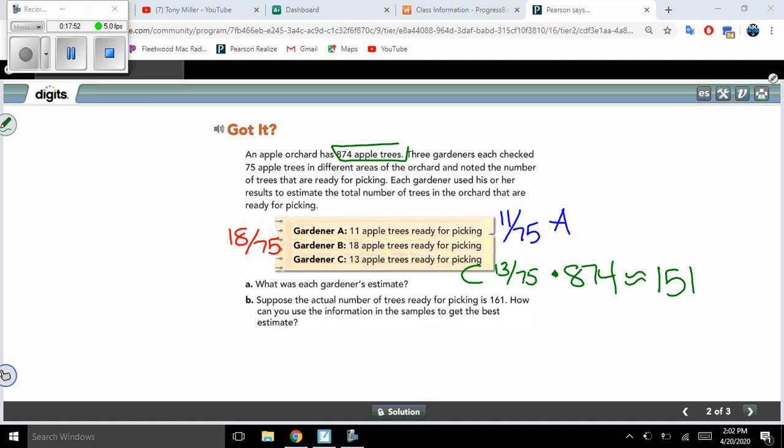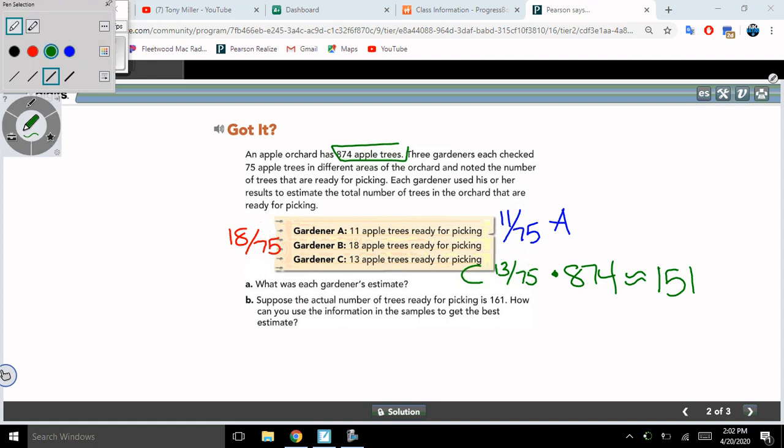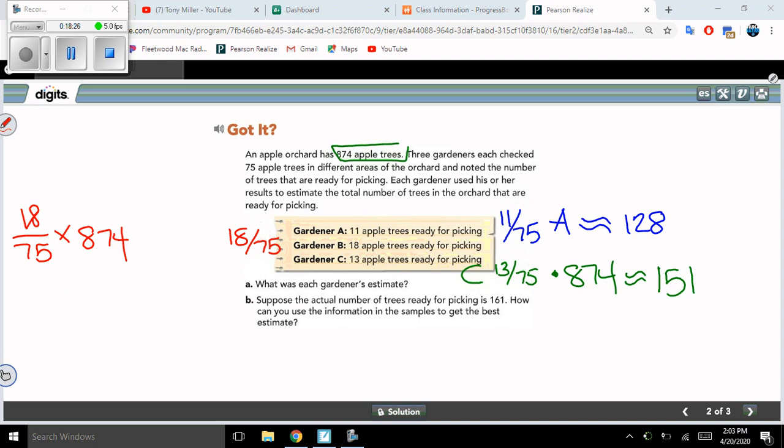11 divided by 75, so I'm up to A now, and I'm going to multiply that by 874. And so when I do that, I'm at about 128 trees. And last but not least, I'm over here at 18/75. I'm multiplying that by 874, and I'm at about 210 trees. Okay.